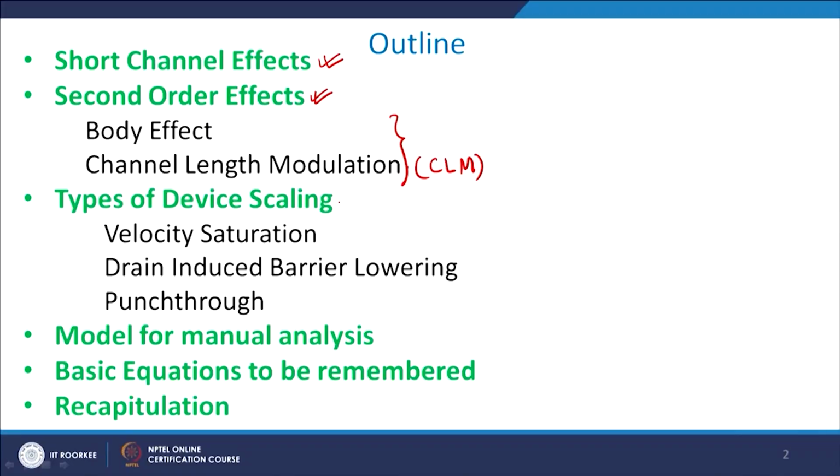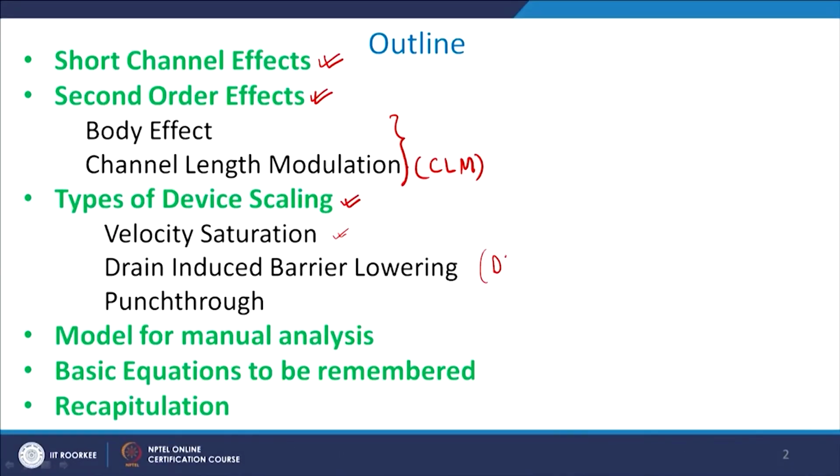We will also look at the types of device scaling. Primarily we will be looking into two types of device scaling. One is electric field scaling, and another is voltage scaling, and we will see their relative advantages and disadvantages. Within short channel effects we will be looking into velocity saturation effects. We will also look into drain induced barrier lowering, also referred to as DIBL, and we will be looking at punch through, which is basically a hot carrier effect phenomenon.